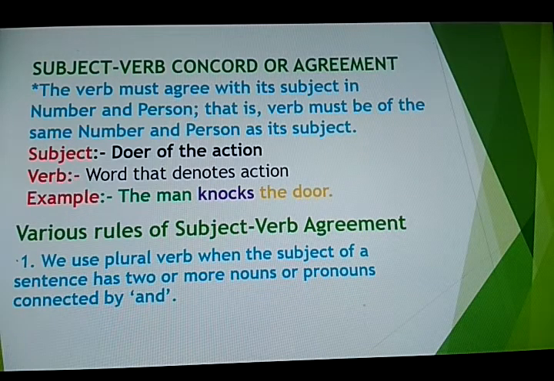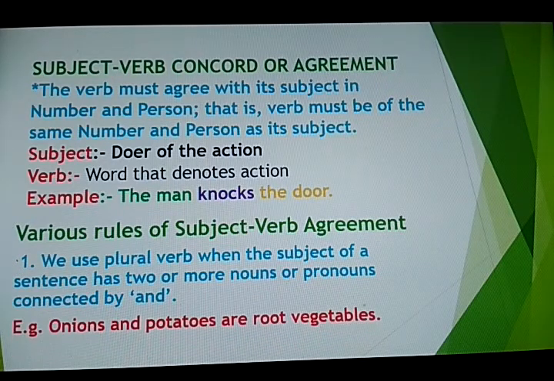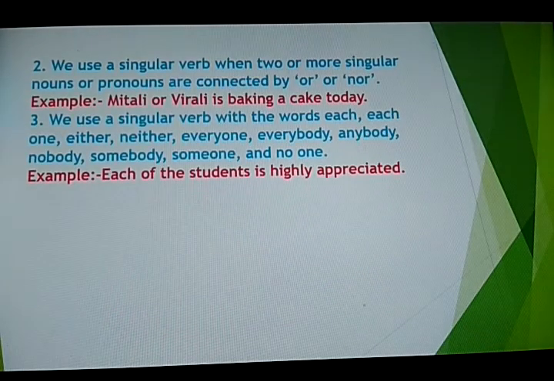First one: we use a plural verb when the subject of a sentence has two or more nouns or pronouns connected by and. Now you see there are two nouns, onions and potatoes, and there is a conjunction and. That is why we are using the plural verb are. So, onions and potatoes are root vegetables. Now let us see the next.